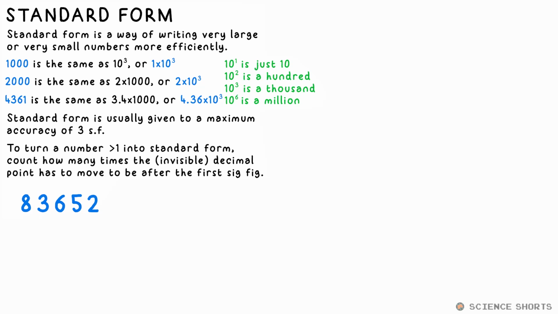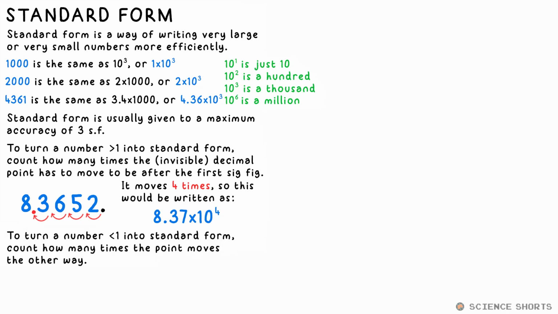What would this number be in standard form? Pause the video if you want to have a go. We move the invisible decimal point to just after the first sig fig, so it's moved 1, 2, 3, 4 times. That's our power of 10. So this is 8.37 times 10 to the power of 4. Notice that the 6 was rounded up to a 7 because the next digit was a 5.